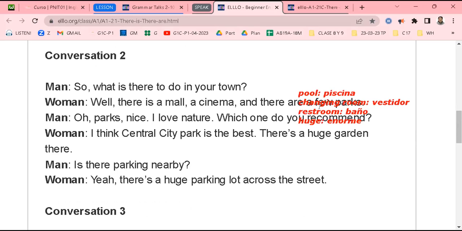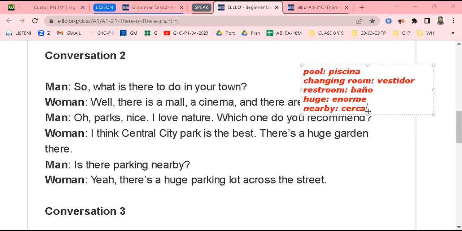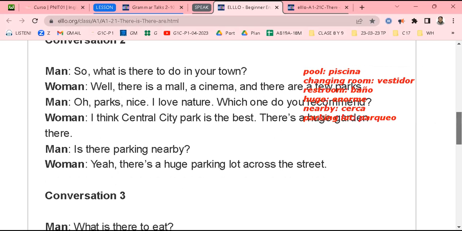Nearby? Nearby means close, near. Sí, es lo que están pensando. Cerca, ¿no? Okay. I think Central Park is the best. There is a huge garden there. Is there parking nearby? Yeah, there is a huge parking lot. Parking lot, what's that? Parqueo. That's a parking lot. Okay.